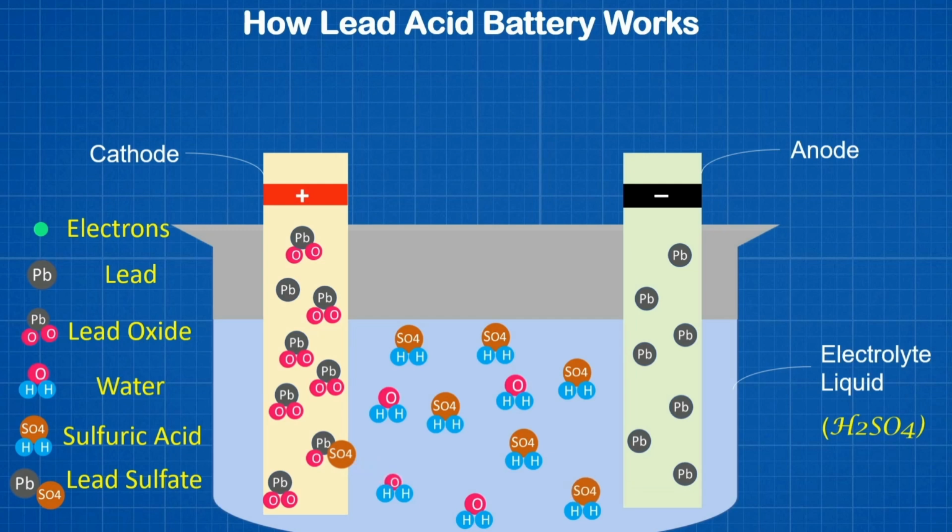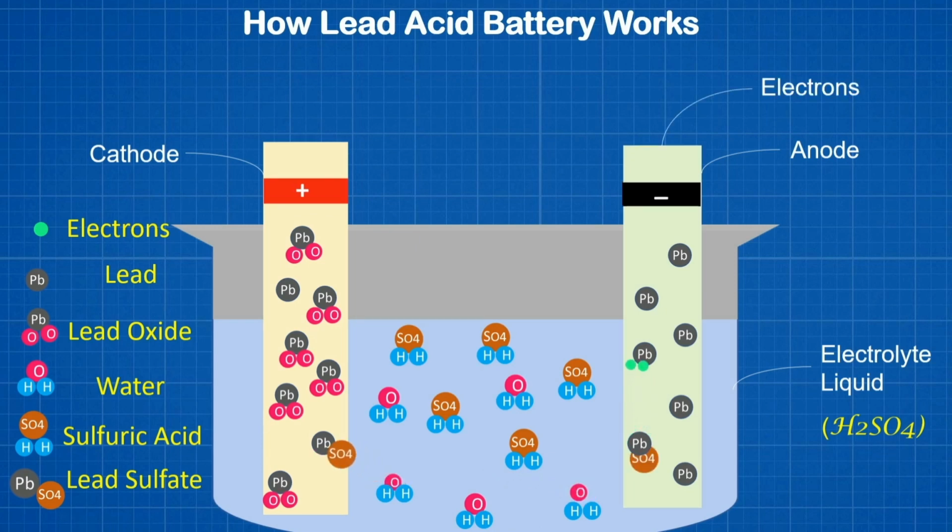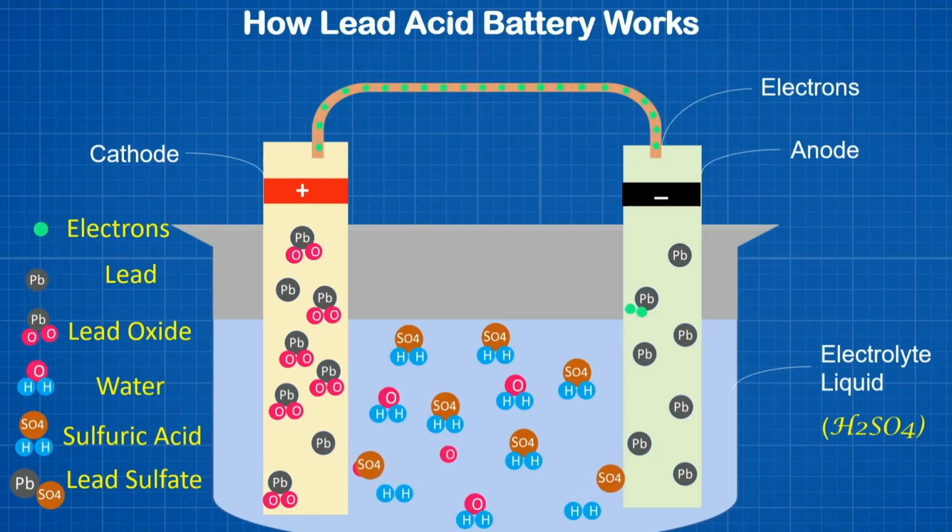The sulfate in the sulfuric acid becomes bonded to the lead. In the result of this chemical reaction, two free electrons are produced in the anode side. Now if we create any path between anode to cathode, these electrons will start to flow from anode to cathode because of electrons' pressure difference between these terminals.